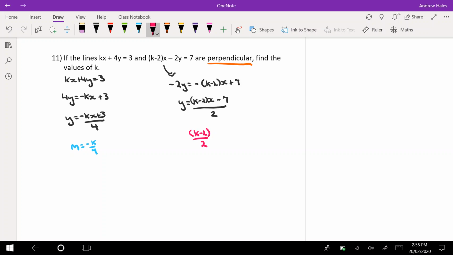Now, if two lines are perpendicular, then their gradients need to multiply to get me to -1. So I need to try and multiply these two, and it should give me -1. That's going to help me find the value of k. So negative k over 4 times k take 2 over 2 is equal to -1. Well, let's figure it all out now. So negative k squared, negative times a positive plus 2k over 8 equals -1. Well, that's negative k squared plus 2k equals -8.